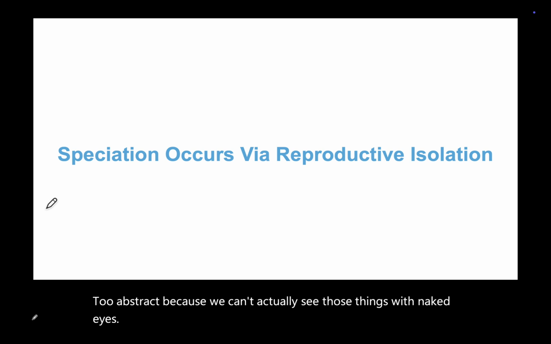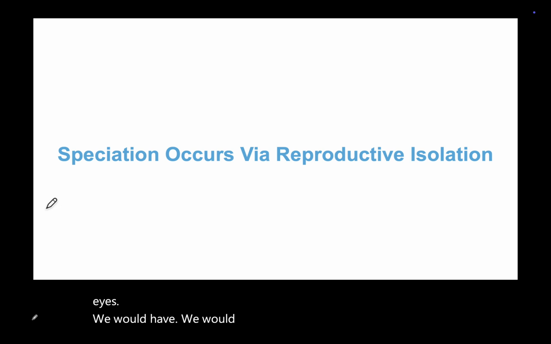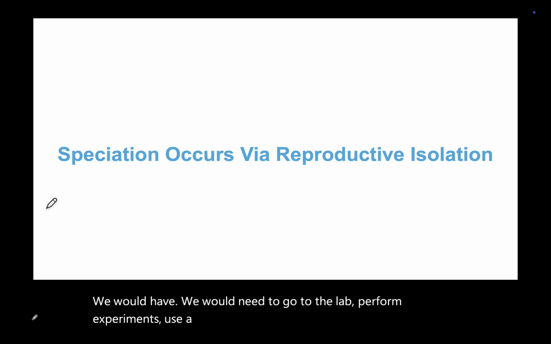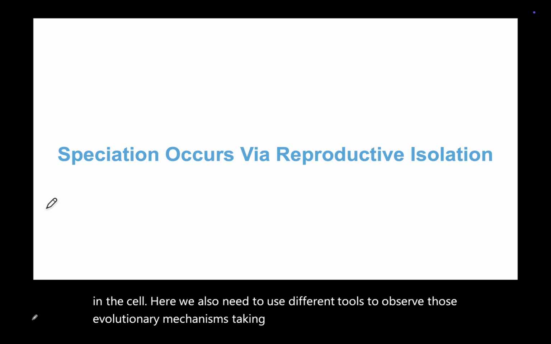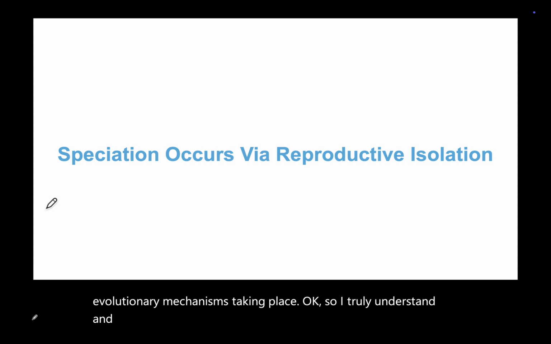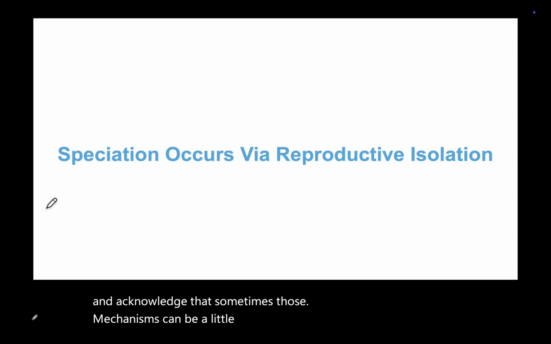We would need to go to the lab, perform experiments, and use a microscope to observe those events happening in a cell. Here, we also need to use different tools to observe those evolutionary mechanisms taking place. Okay, so I truly understand and acknowledge that sometimes those mechanisms can be a little bit abstract for us to understand.